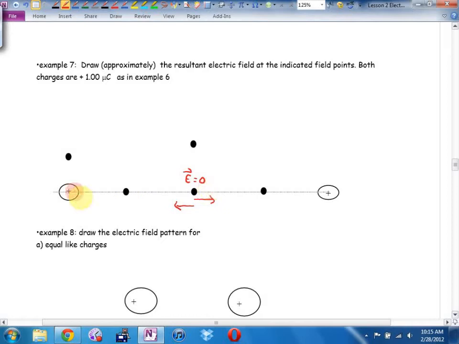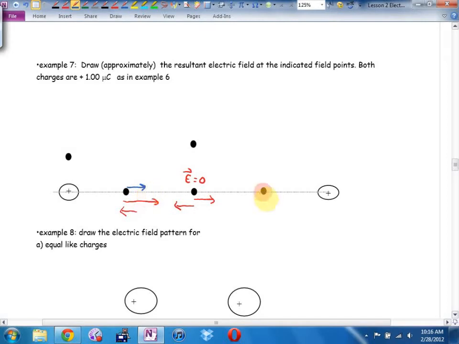Well, this, because I'm closer, would give me a strong electric field that way. This would give me an electric field to the left, but it wouldn't be as strong because I'm further away. I have strong to the right plus weak to the left. If I add those together, which direction is left over? Smaller to the right.